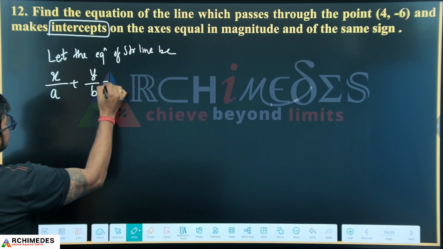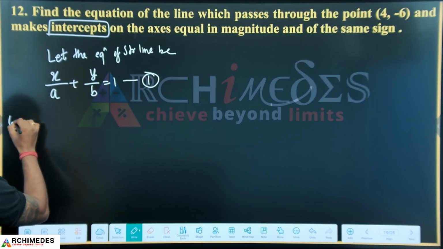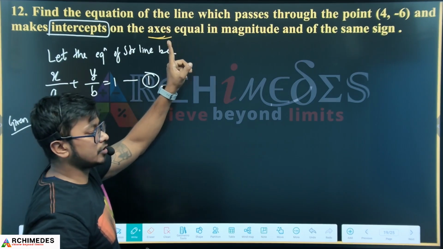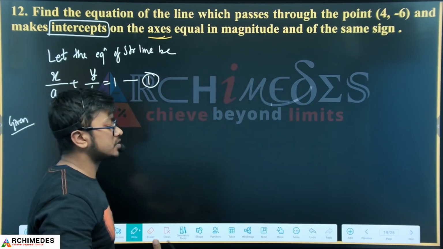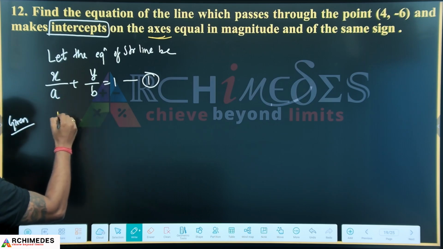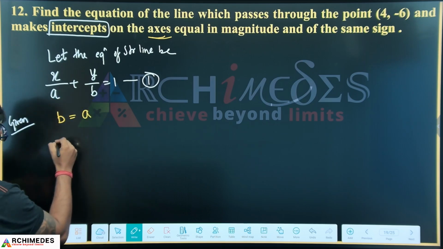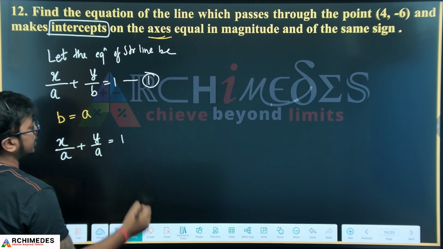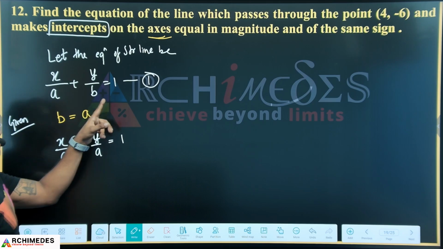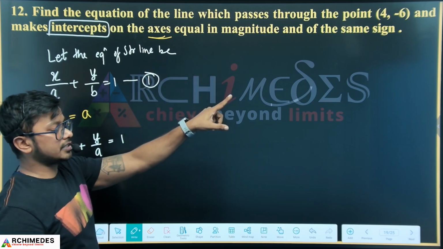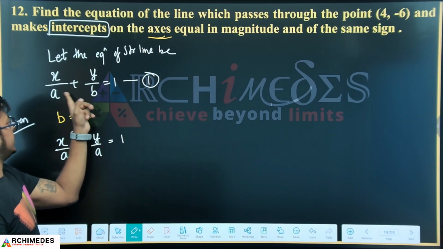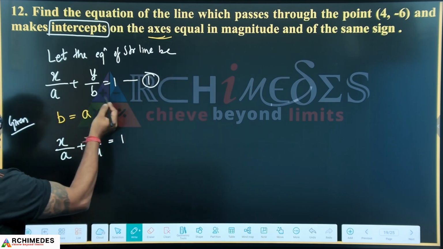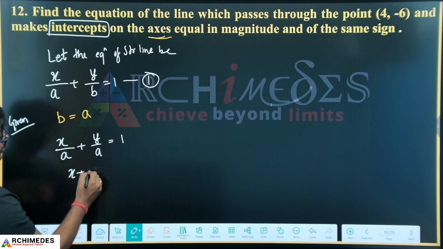Now listen carefully. It is given that they make equal intercepts on the axes. Axes means the x-axis and the y-axis, equal in magnitude and of the same sign. That means these intercept values are the same, so b is equal to a. So can we say that x by a plus y by a is equal to 1? Am I clear? If they say that the x intercept is double the y intercept, then y will take a and x will take 2a. In this way we have to go according to the question, but here both intercepts are the same. So can we say that x plus y is equal to a?